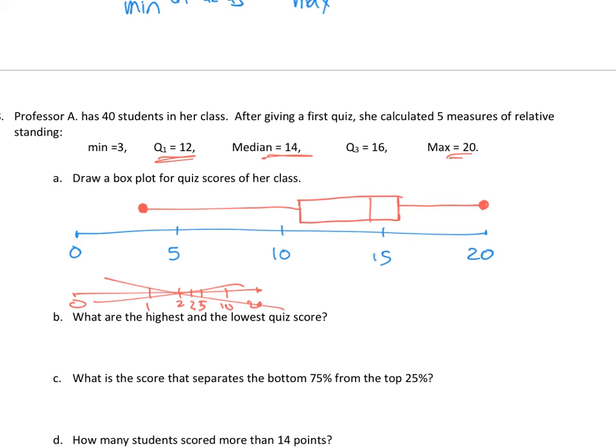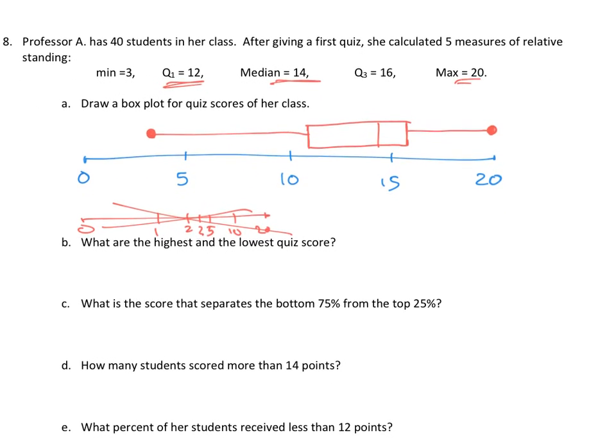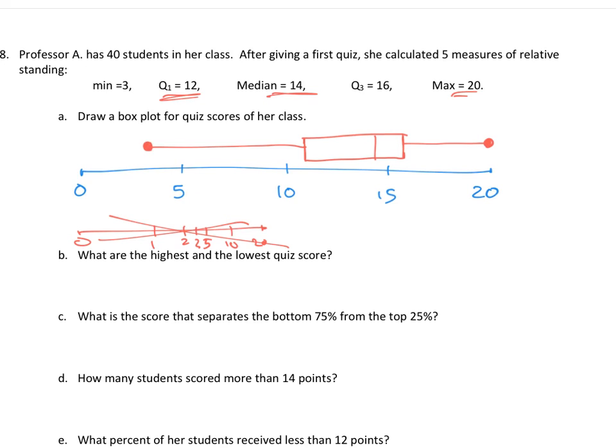All right, so let's look at some of the questions here. Let's look at part B. What's the lowest and highest quiz score? We knew that, 3 and then 20. What's the score that separates the bottom 75% from the top 25%? So bottom 75%, so that's 25, 25, 25, so here. So that's the bottom 75 to the top 25. That's basically Q3, right? Which was 16. So I'm going to say that's 16.